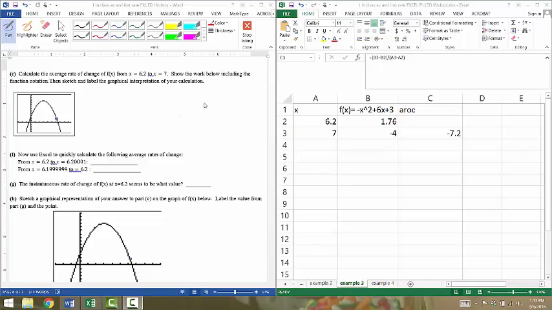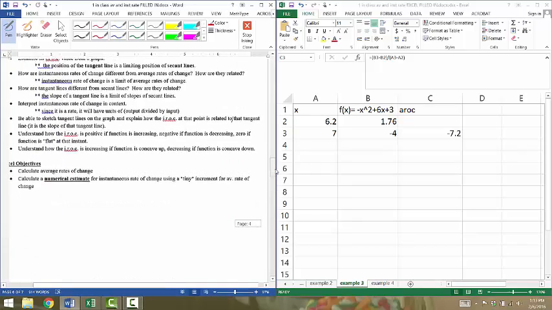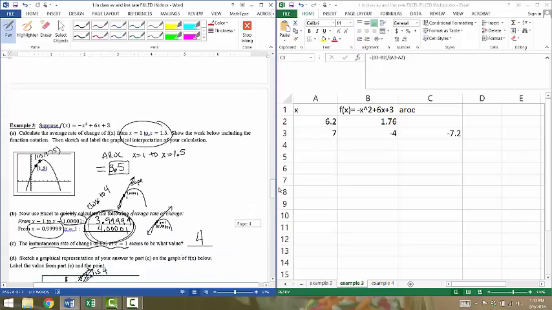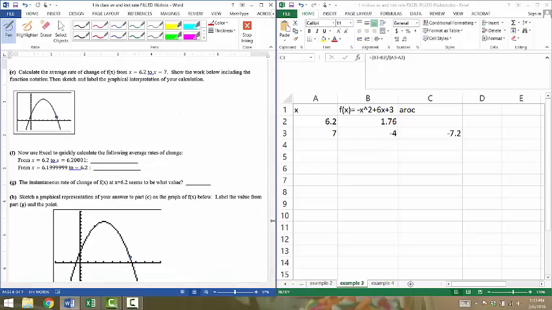All right, in this we're continuing on page 6 from the previous problem. We're still dealing with the quadratic function that we started in the last problem, which is negative x squared plus 6x plus 3. This time it asks us to identify the average rate of change from 6.2 to 7. I've already plotted the point 6.2. Excel, when I input that in, tells me that the y value is 1.76 when x is 6.2. I also find the y value when x is 7, and I see the points down here, 7, negative 4.